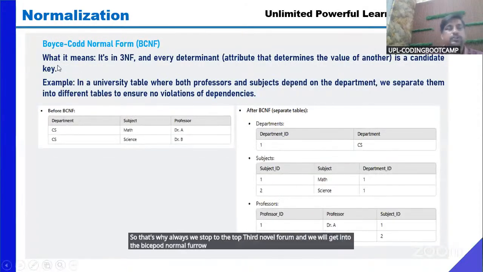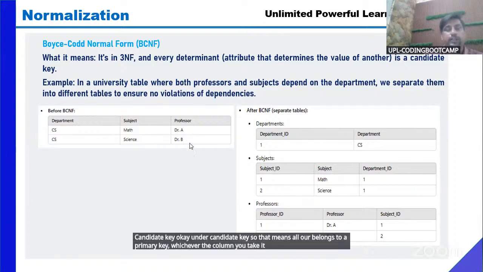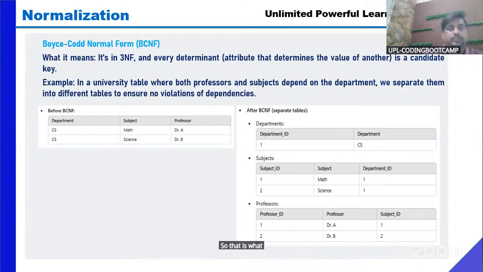So Boyce-Codd normal form: it is in third normal form, but every determinant is a candidate key. That means whichever column you take, if it determines something, then it has to be a candidate key. You design in such a way that everyone is a candidate key. That is what Boyce-Codd normal form says.